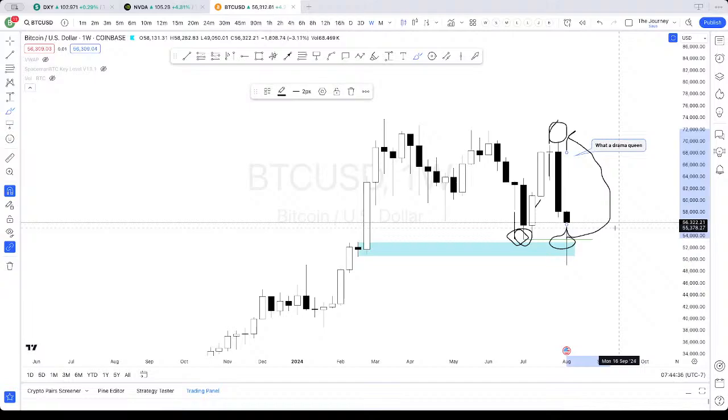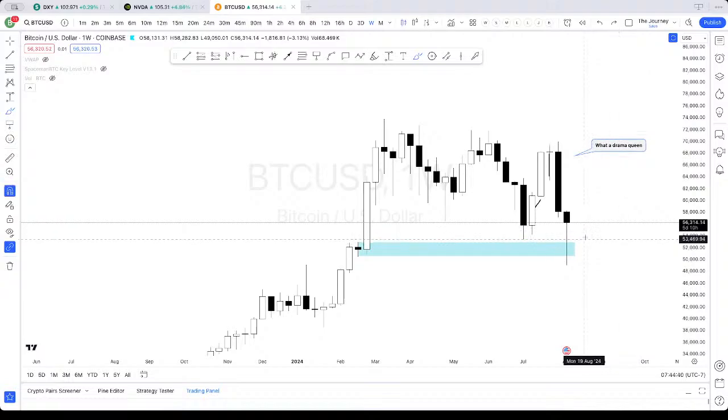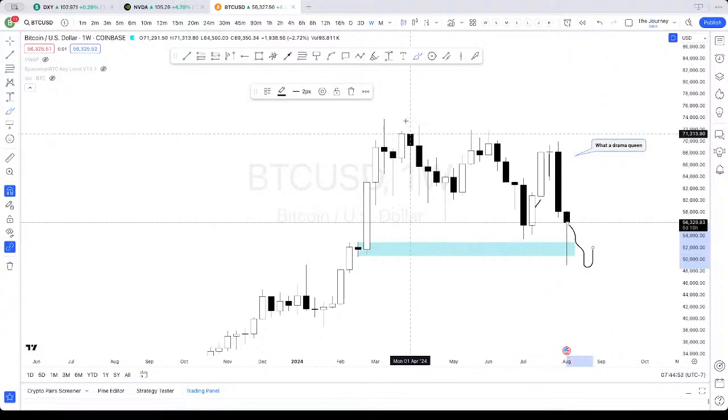Do we need to fill it? No. Will we fill it? Maybe. I mean, maybe. I've made my case for price being in a discounted setting. I've made my case for an SFP of the low. I've made my case for external market structure over here still being intact.